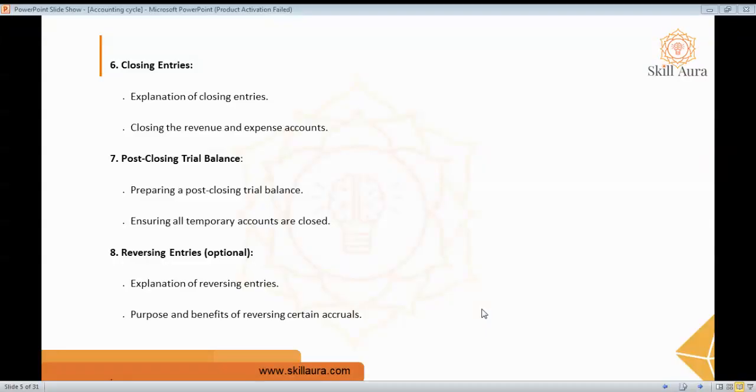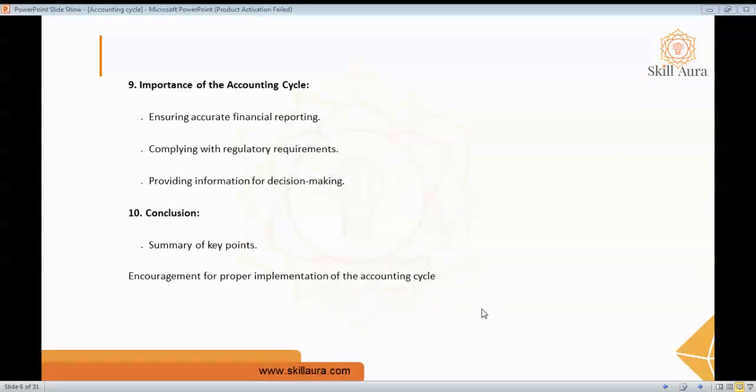Next, we'll do the post closing trial balance. Then we'll ensure all the temporary accounts are closed. And next is the reversing entry. It is optional. It is just to verify whether the assets, liabilities, and debits and credits are balancing or not. We'll understand its purpose and benefits also.